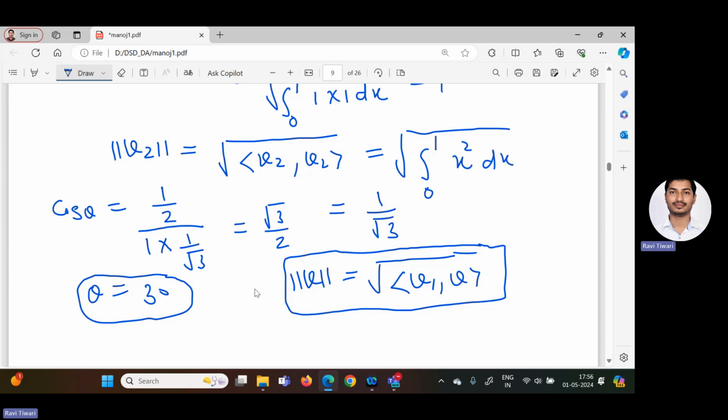Similarly, you can find the distance between two functions. If I am asking what will be the distance between x and x square, that also we can calculate by using this inner product space.